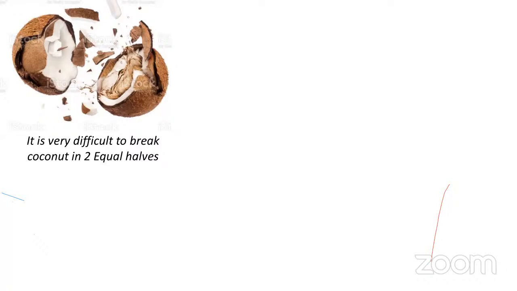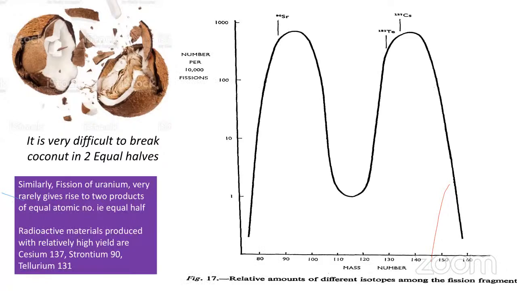And the same is true when a uranium atom is split. So fission of uranium very rarely gives rise to 2 products of equal atomic number, that is, equal halves. So this would have been equal half, which is the lowest probability. Most of them would be slightly larger or slightly smaller than the exact half, and very few of them would be very small fragments, as we were seeing in this. So this is the relative amount.